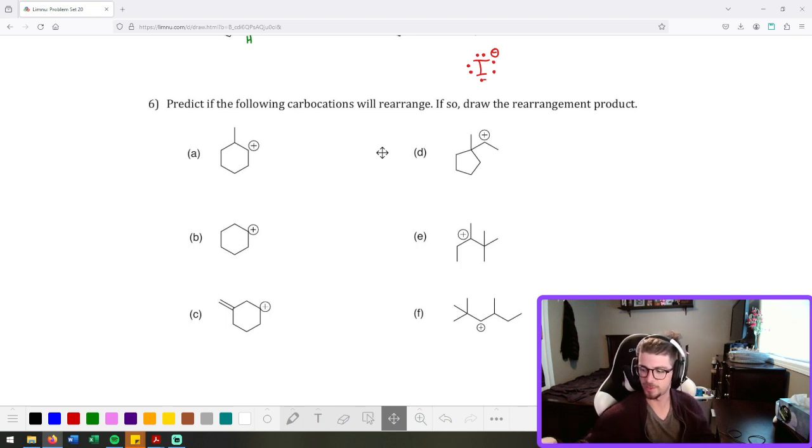Alright, so the next question deals with predicting carbocation rearrangements. And so carbocation rearrangements can be invoked in pretty much any kind of synthetic mechanisms, but the most common context in which you'll find carbocation rearrangements is in SN1 reactions.